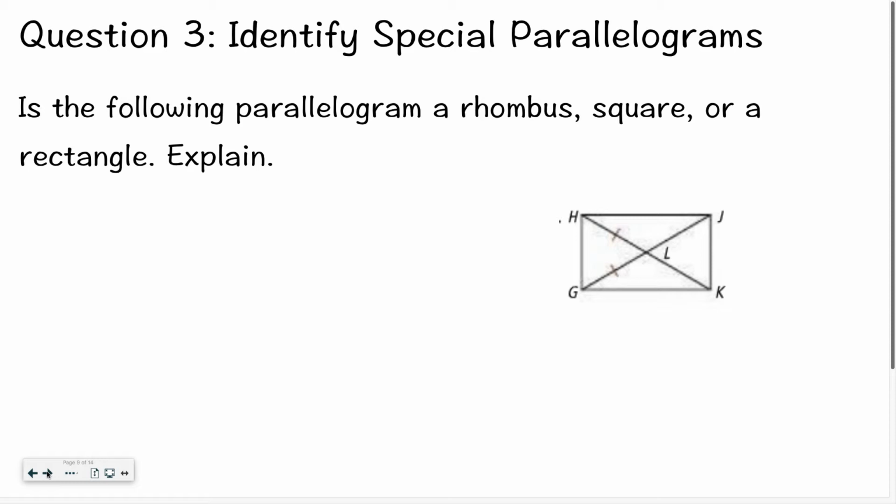Alright, so since we knew that this is already a parallelogram, I know my diagonals get bisected. So if GL has 1 dash mark, LJ also has 1 dash mark. If HL has 1 dash mark, that means LK has 1 dash mark, which means that my diagonals are congruent. And if my diagonals are congruent in a parallelogram, we know that it is a rectangle.